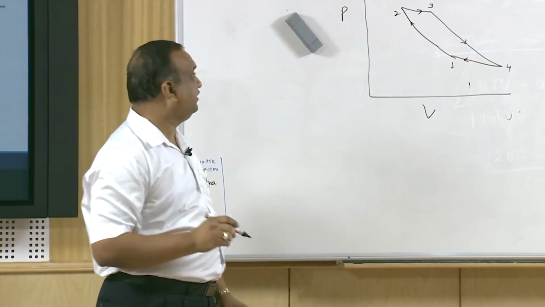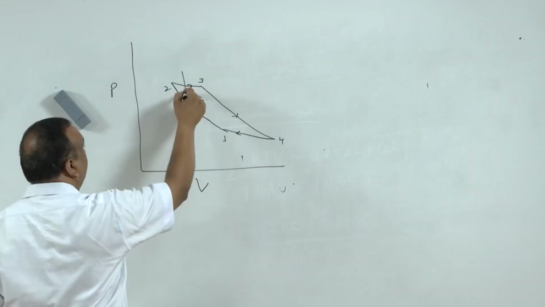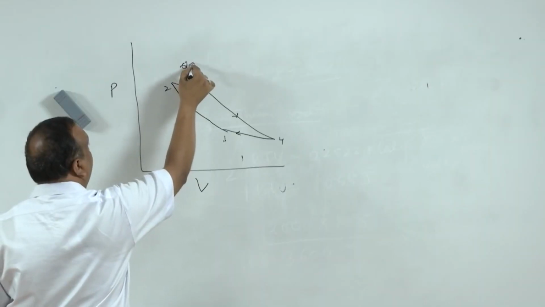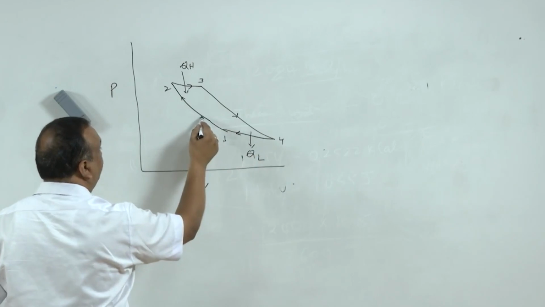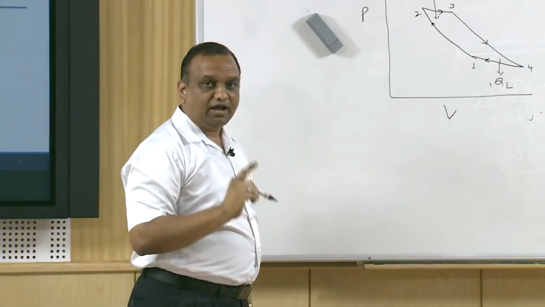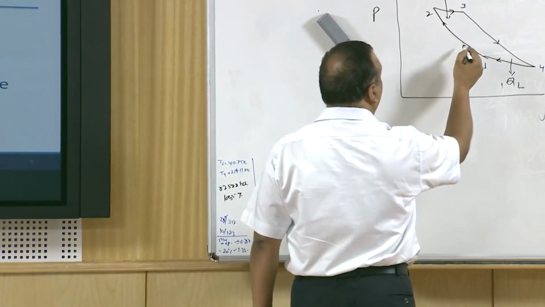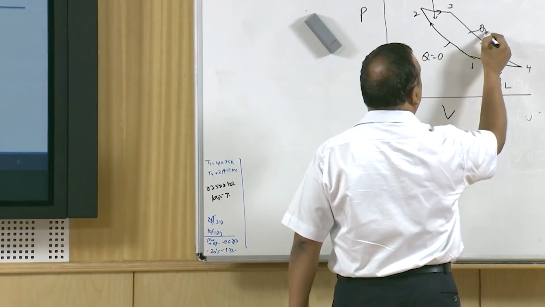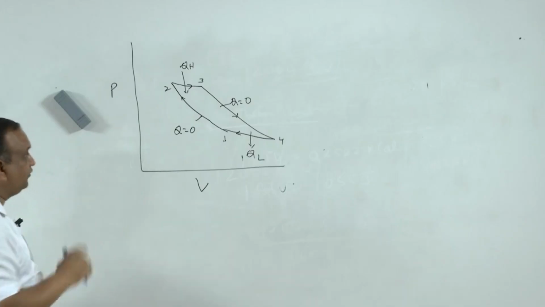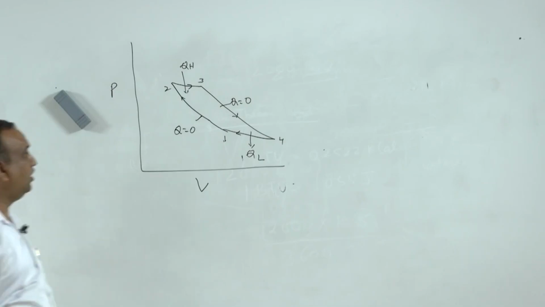is constant temperature heat rejection. So, in the process 2 to 3 the heat is added, and in process 4 to 1 heat is rejected. In these 2 processes, because they are isentropic, reversible adiabatic processes, Q is 0, heat transfer is 0.